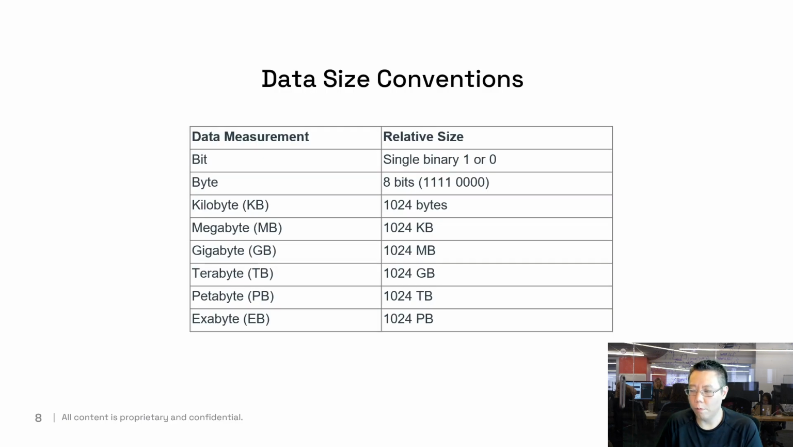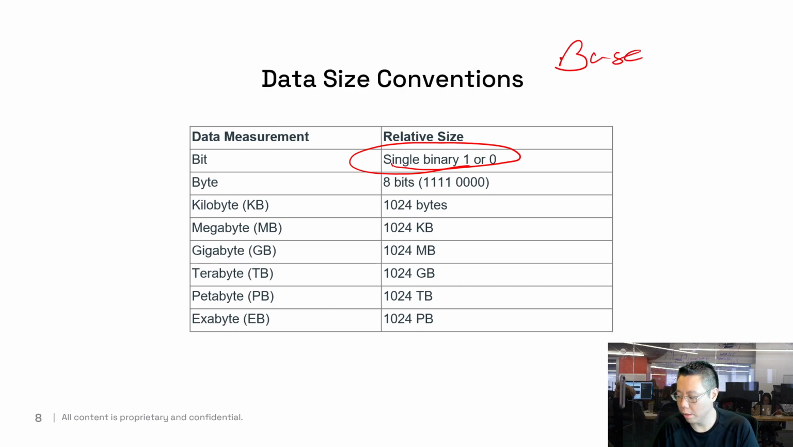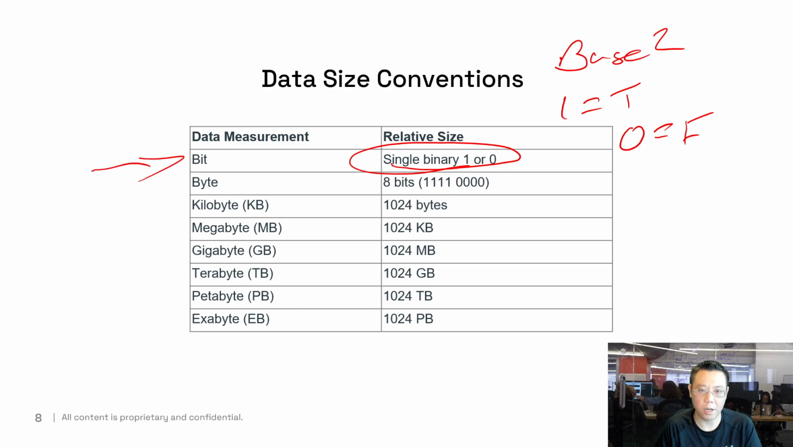Now, these signals of ones and zeros are represented as single binaries. Binary is the single base 2 need for your OS and really computing to operate on. Base 2 because you only have a 1 and a 0, true or false. 1 equals true, 0 equals false. The simplest form and the smallest form you can actually talk to a computer with is called bits.